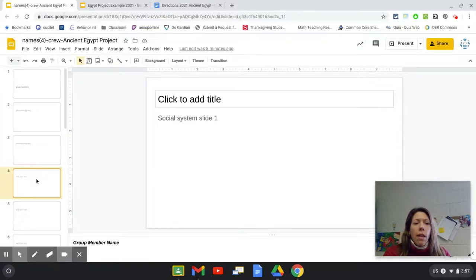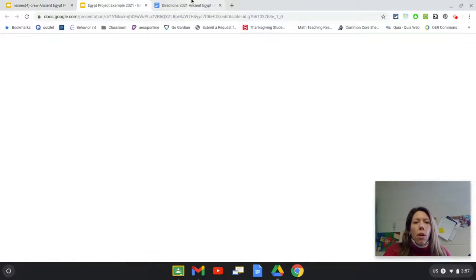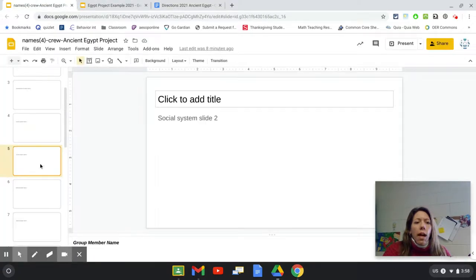You'll erase that. The fourth slide is social systems, slide 1. You'll erase that and put your information in for social systems. That makes sense, right? And so then you'll go on. Social systems, slide 2. You'll erase that part and you'll make this slide your own. You will be adding the information that you have from the guidelines right here, from the direction sheet. This is what you're putting into those 2 slides. However you want to, you need to add those to your slides.